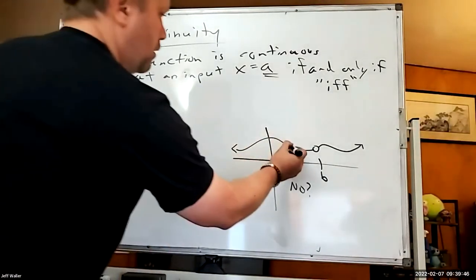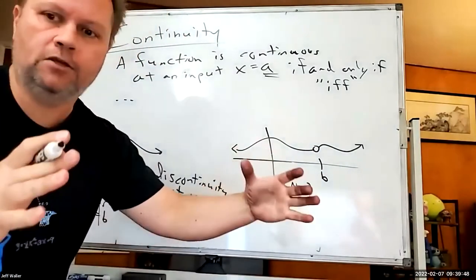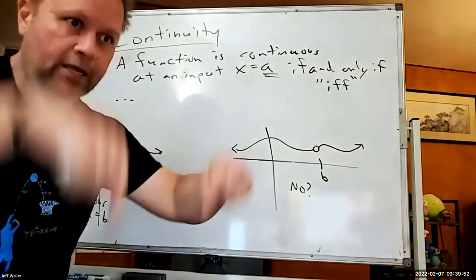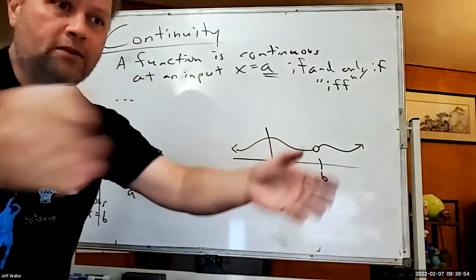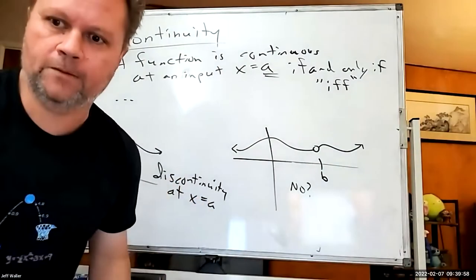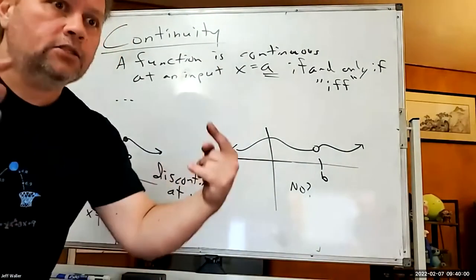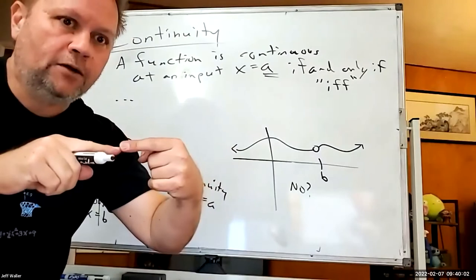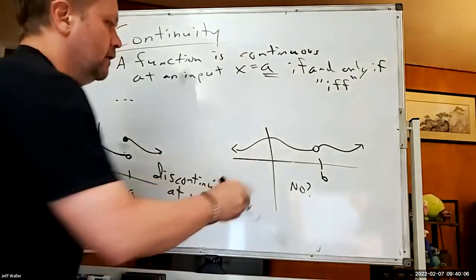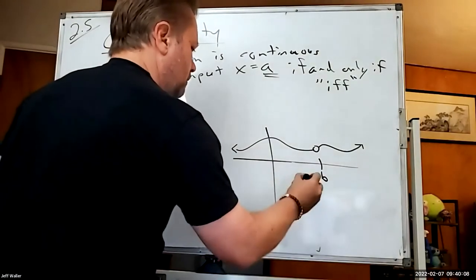I can't take a car and go because there's a giant sinkhole, right? I used to live in Florida, and Florida doesn't go up, it goes down. So there's no mountains, but the ground does sometimes just decide to go, right? Okay. So I can't drive continuously on this road. So this is not continuous at B.